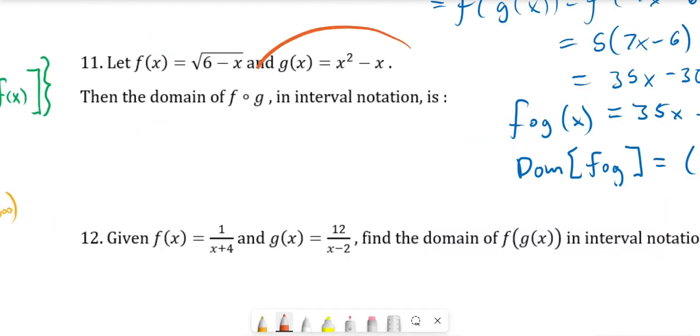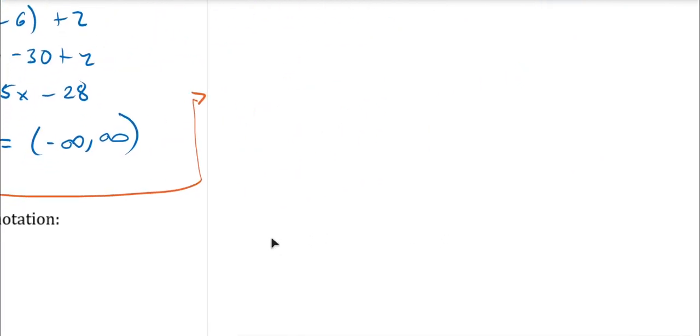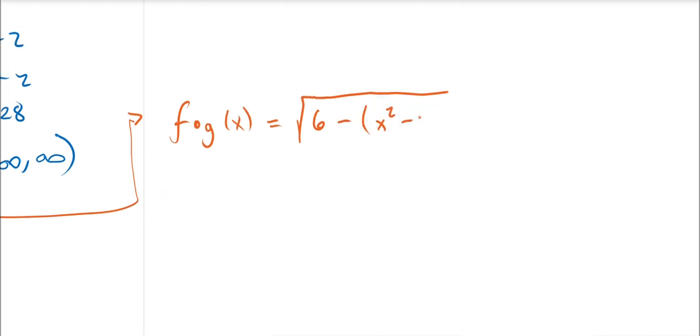Here we have another example where g of x is going to be a function defined on the entire real number line. And f of x has the restriction that its argument, 6 minus x, is going to need to be non-negative, which could be written this way. Now let's see how these two things combine. I'll put that out to the side here. f o g of x is going to be 6 minus, and now instead of x, we have x squared minus x.